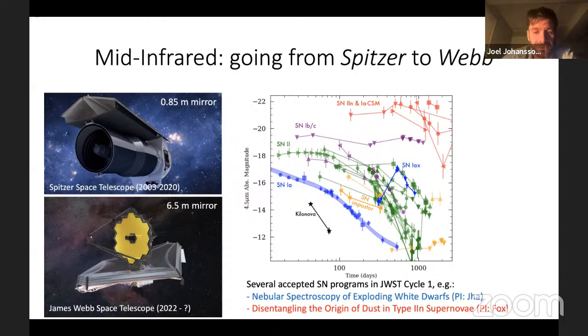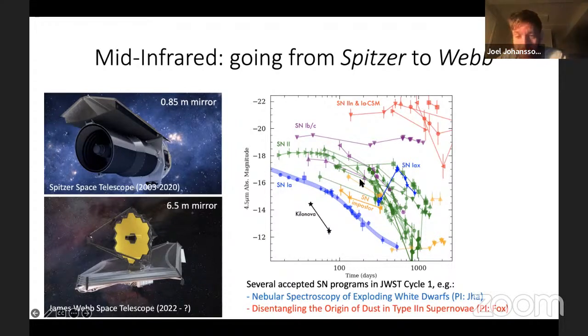Supernovae in general, not just type 1a supernovae, really span this huge parameter space in absolute magnitudes and light curve behavior. So type 1a supernovae, these blue things, seem to follow a very tight and narrow range also in the mid-infrared.